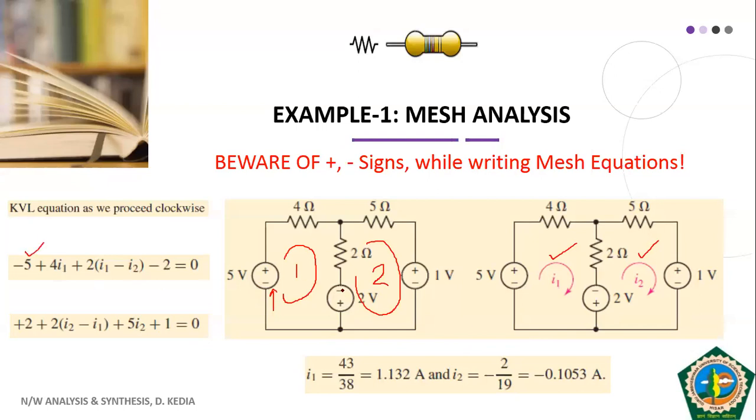Now see, as I told you, this I1 current is associated with the entire mesh. So we have to see how much current comes in the individual branch. Now the 4 ohm is associated with only mesh number 1, only mesh number 1. So that's why the current through this branch will be 4I1. This is 4I1. Okay.